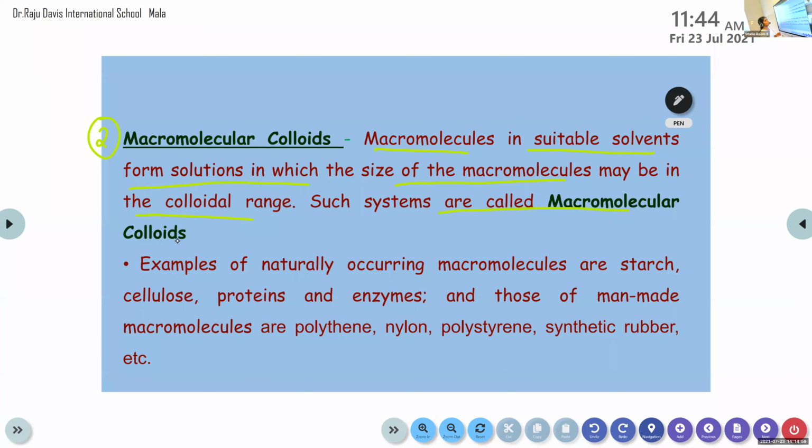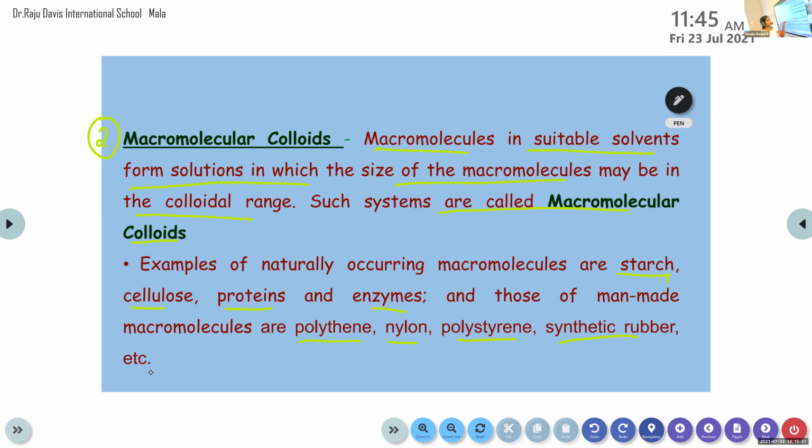Okay, macromolecular colloids. Certain macromolecules are dispersed in suitable solvents to form solutions, and these solutions have a size range similar to that of colloids. Such systems are called macromolecular colloids. And the examples are certain naturally occurring macromolecules: starch, cellulose, proteins and enzymes. And those of man-made macromolecules: polythene, nylon, polystyrene, synthetic rubber, etc. That means different polymers.